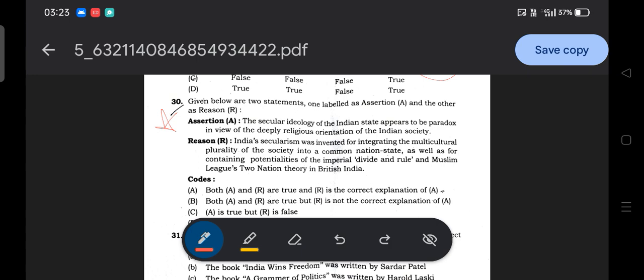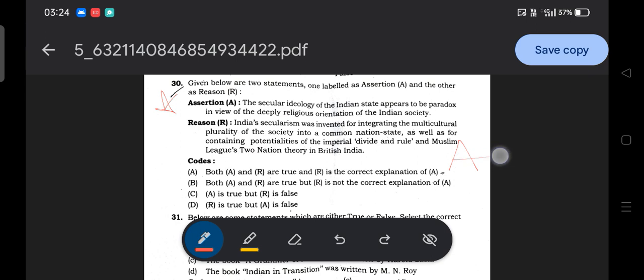For the sake of voting or ruling purposes, we are sometimes playing the identity card, like providing reservation to certain sections, providing citizenship while excluding certain religions. So both are correct, and the reason also provides the correct explanation. Option A is the answer. So option A is the answer here.